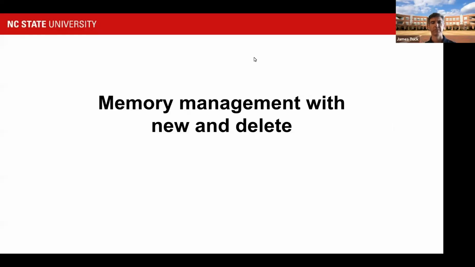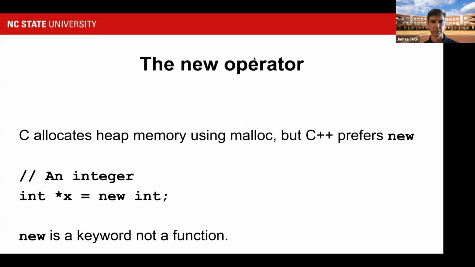Okay, another aspect of C++ that's a little bit different than C is how memory management works. In the C language, when we want to allocate objects on the heap, we use malloc, and we use the free function to deallocate them. But in C++, we're going to use two new keywords called new and delete. So when I want to allocate something, I'm going to use new.